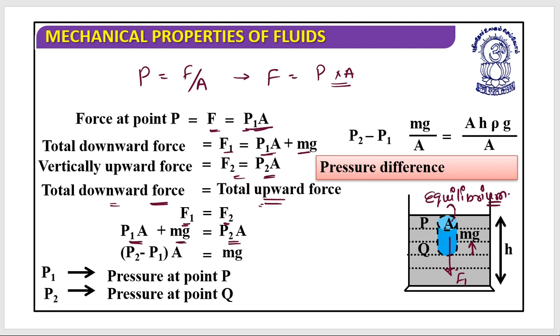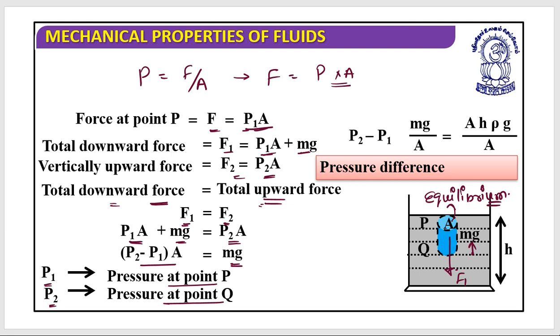That should be equal to P2 into A. And from this, (P2 minus P1) into A should be equal to mg. So this is P1, which is the pressure at point P. This is P2, which is the pressure at point Q. I hope this is clear.